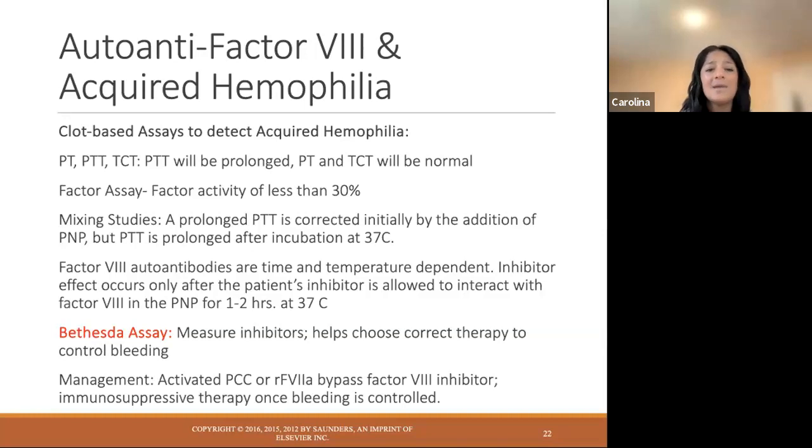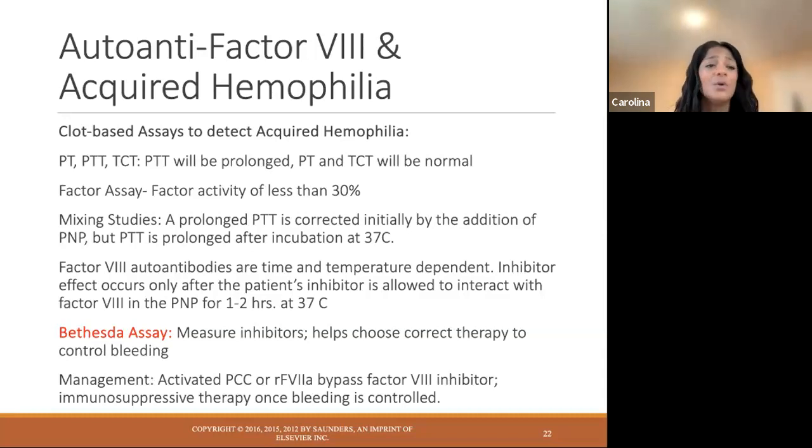Factor VIII autoantibodies are time and temperature dependent, and the inhibitor effect occurs only after the patient's inhibitor, the antibody, is allowed to interact with the factor VIII in the pooled normal plasma. So it will react after that incubation period. So that's how you know this is some sort of factor antibody that's attaching, some inhibitor, okay? Now, again, you can have those immediate acting inhibitors like the lupus anticoagulants, or you can have inhibitors that take a while. Most of the ones that take a while to come out are those antibodies to factors.